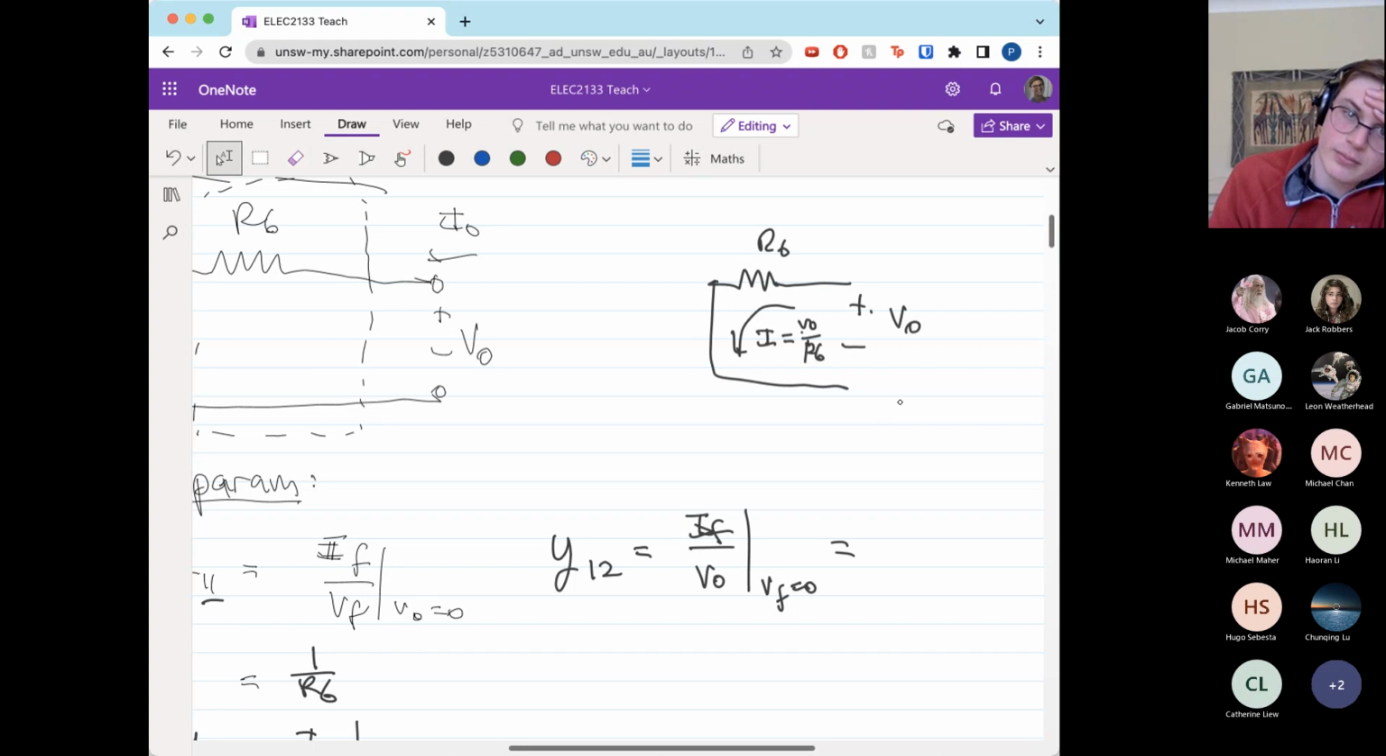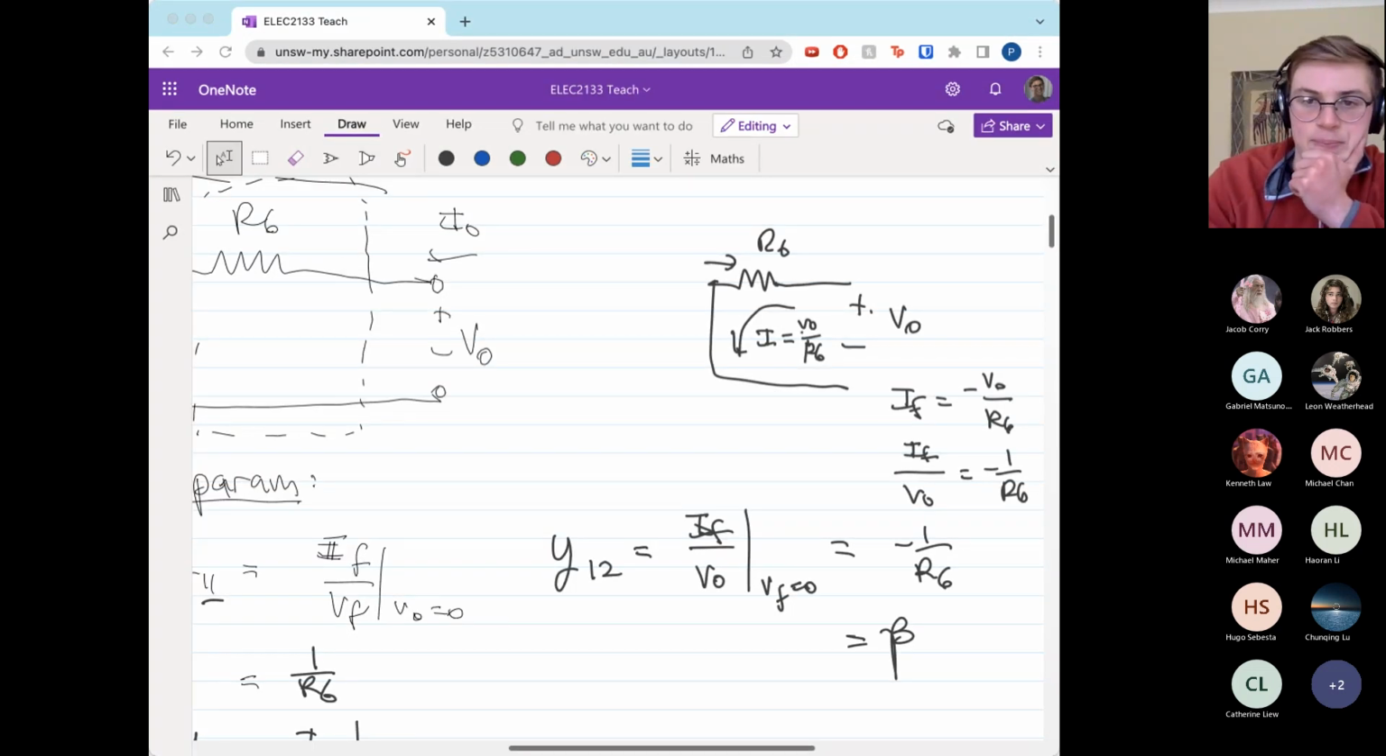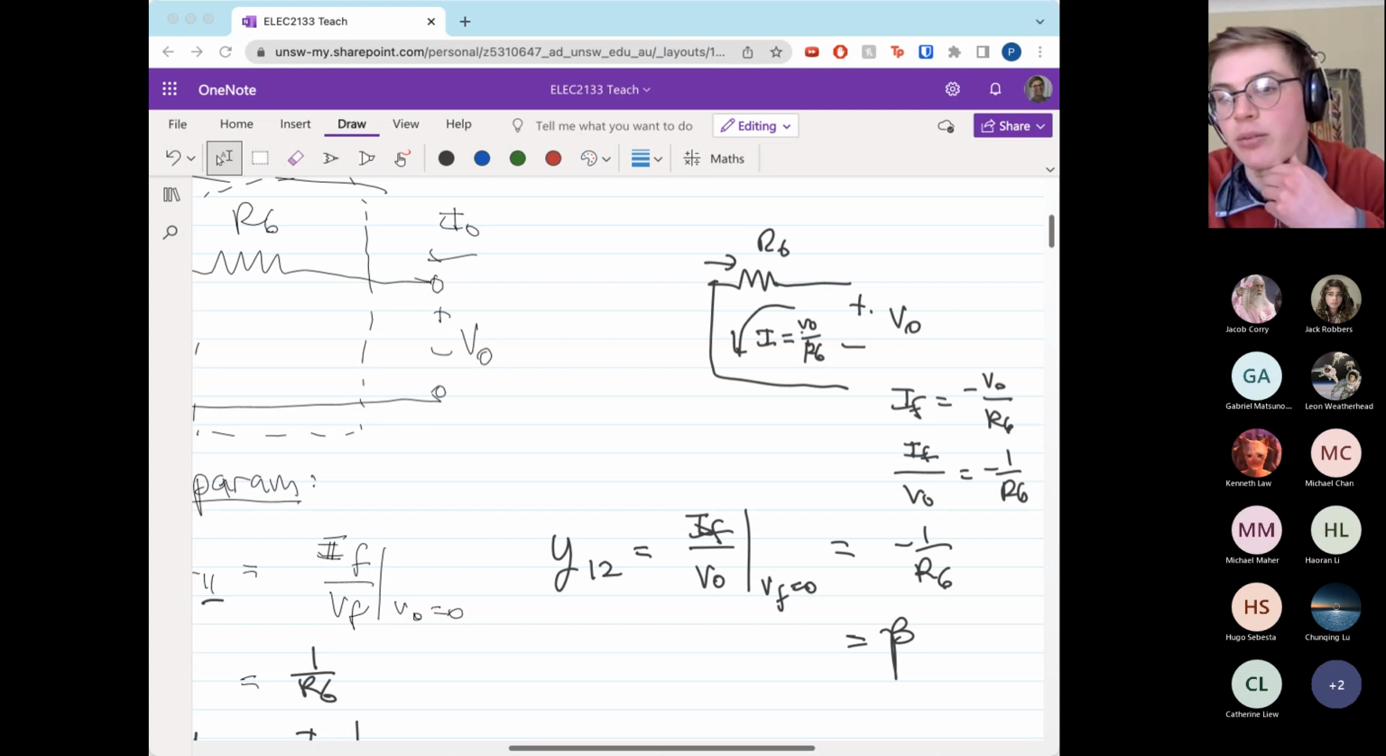Then IF, which is going this way, is going to be negative V0 on R6. So IF on V0 is -1 on R6, and this is our feedback factor, beta. Cool, okay. Not too much trouble there, hopefully. Next one might be a bit more annoying.